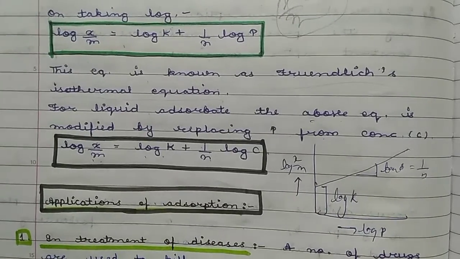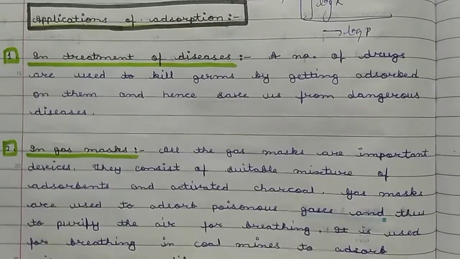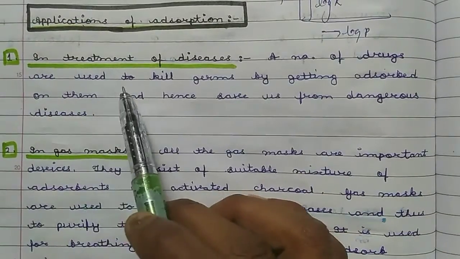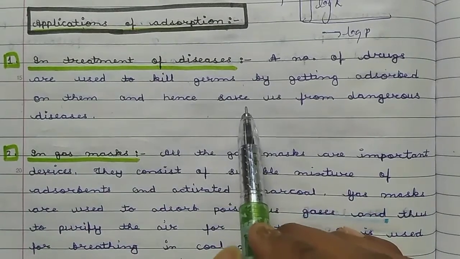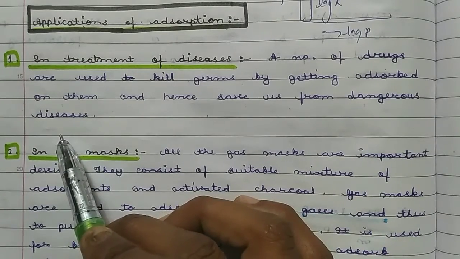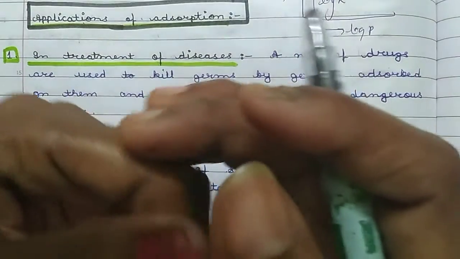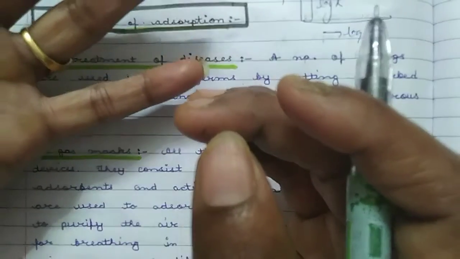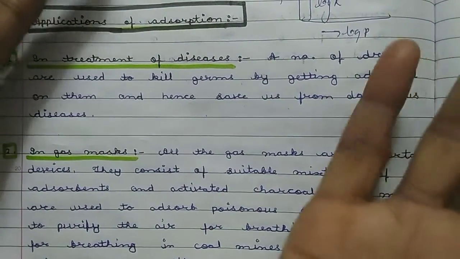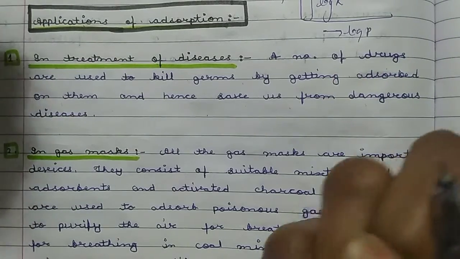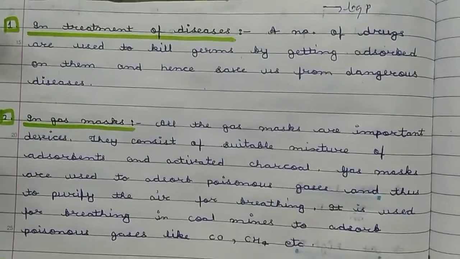The first application is in the treatment of disease, just like in medicines. A number of drugs are used to kill germs by getting adsorbed on them, and hence save us from dangerous diseases. We use many types of ointments on wounds, on our skin, to heal the wounds, like Soframycin etc. They adsorb the germs on the surface and kill them to save us. Okay, next, gas mask.